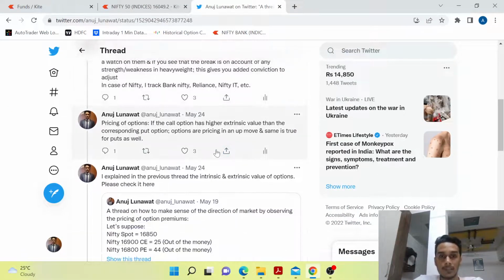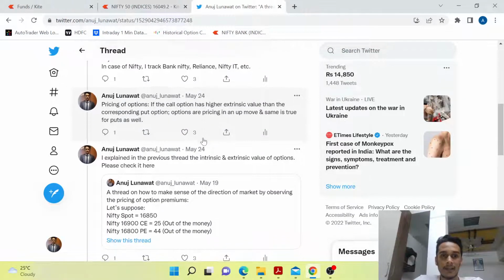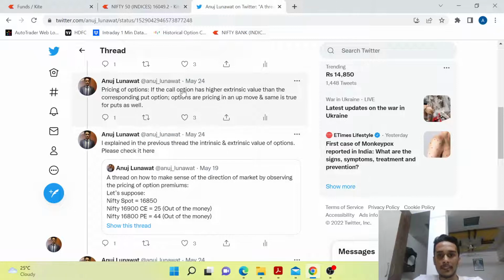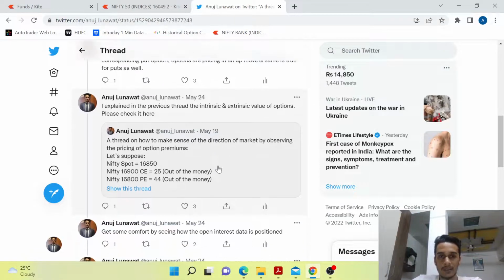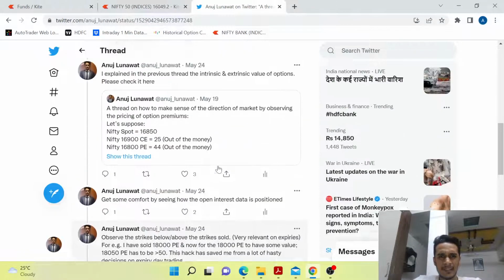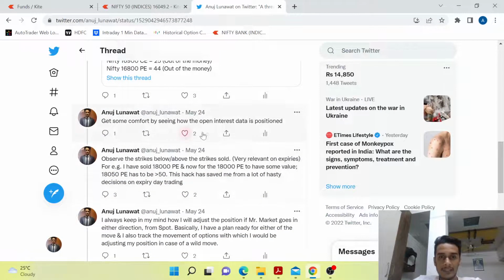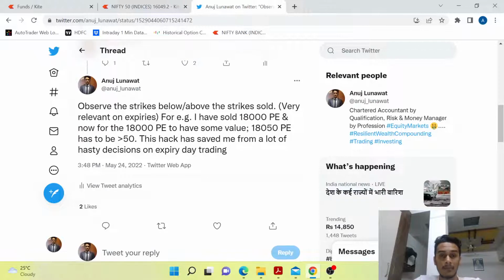Next is the pricing of options, like intrinsic value or extrinsic value. If you want to check this, I've written about it in a very detailed form in this tweet, so you can check it out. I'll not be telling it here. It's not very difficult, it's very easy. Then I see the open interest data, like how the bigger players are positioning. And this is the thing which I made use of.